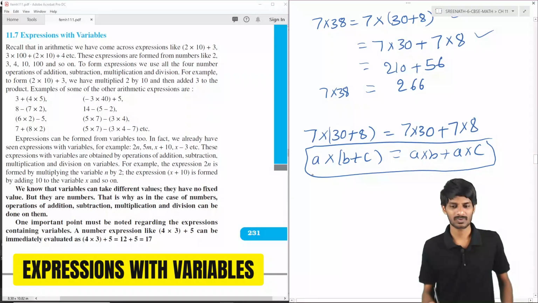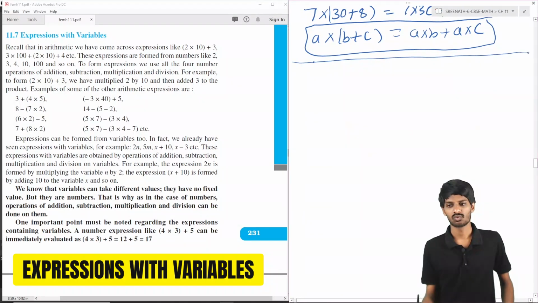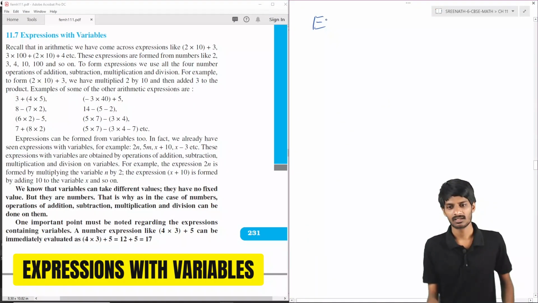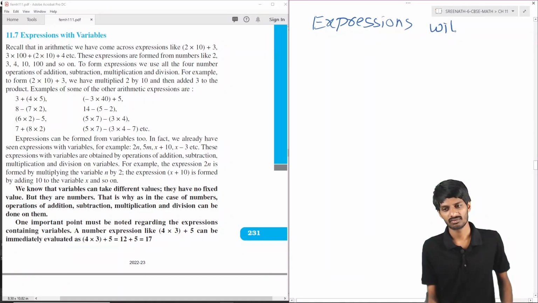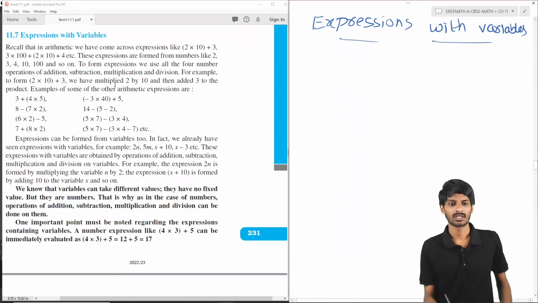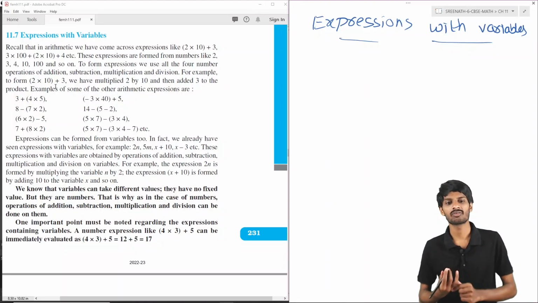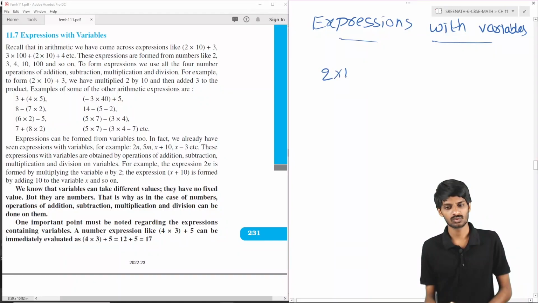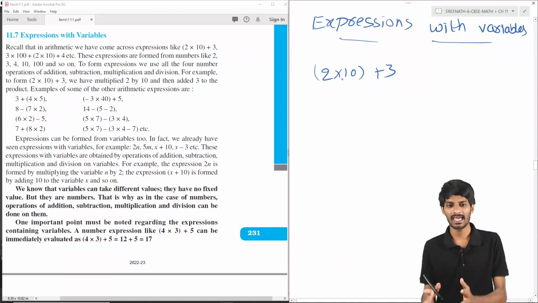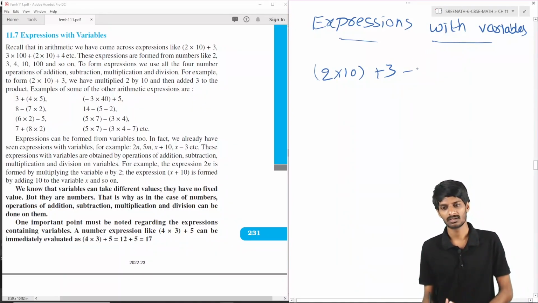So the next thing is expressions with variables. What are expressions with variables, students? Previously also we have seen expressions with variables, but we didn't identify them. What we have done previously in arithmetic, like this example, 2 into 10 plus 3, is one type of expression. That is a mathematical expression, an arithmetic expression.